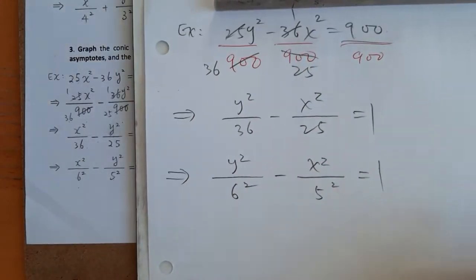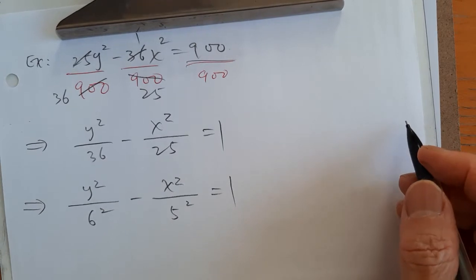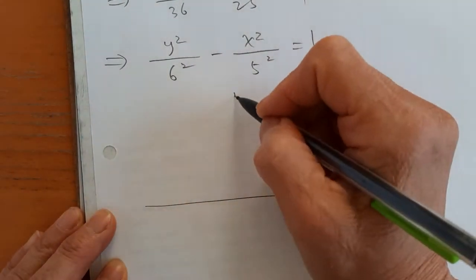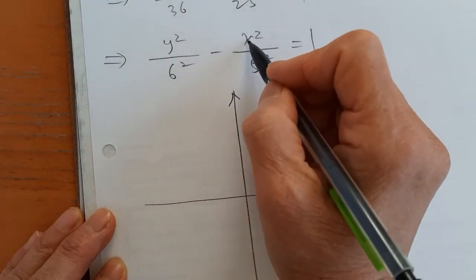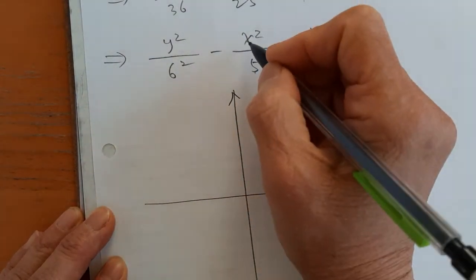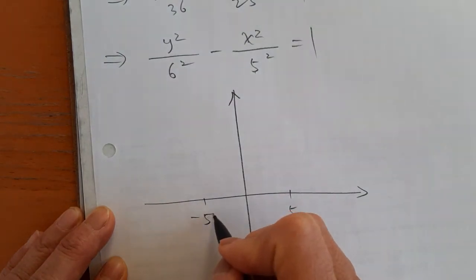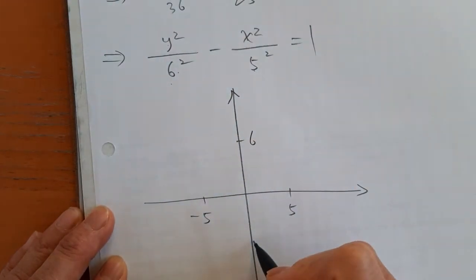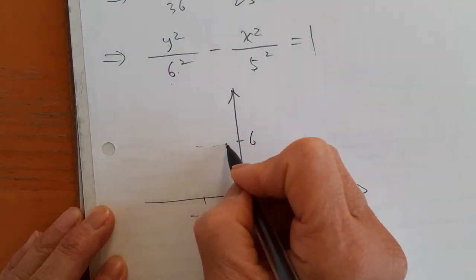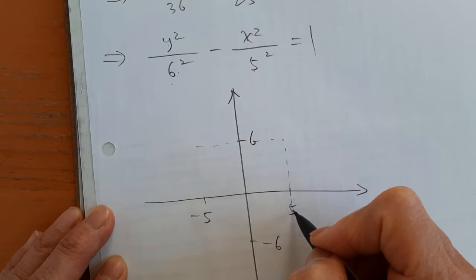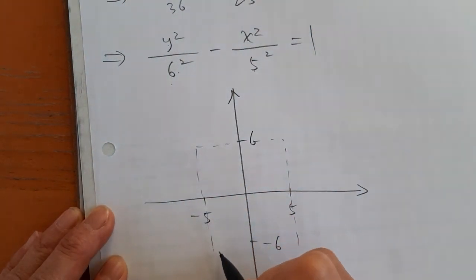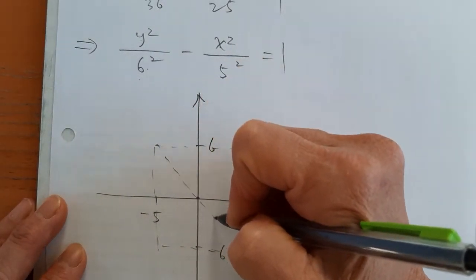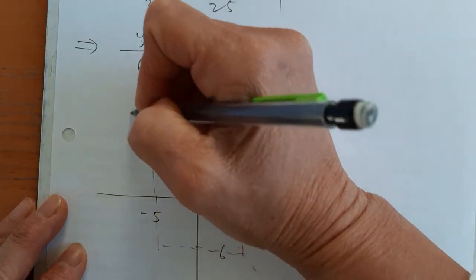Now then, draw the graph. Under x is 5, so it's 5 and negative 5. Under y is 6, so 6 and negative 6. And draw this rectangle box, and use the ruler. Draw this rectangle box. And through the origin, connect corner to corner.